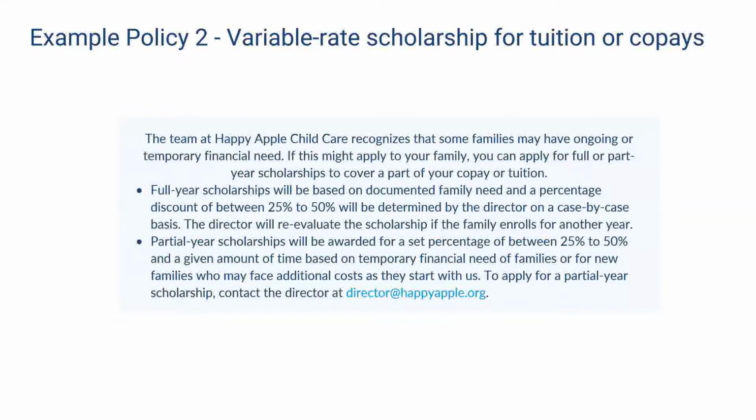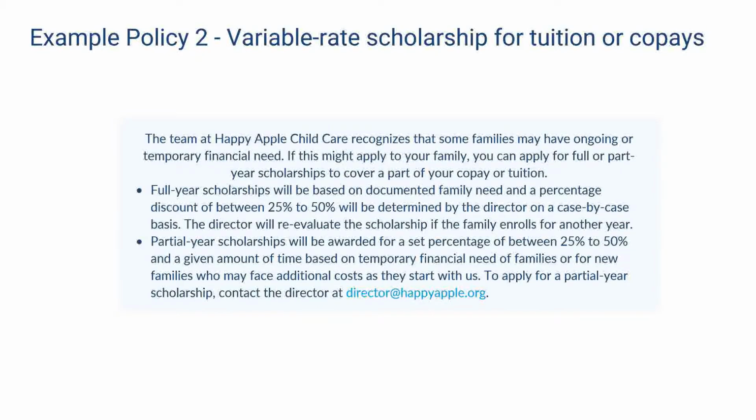Full year scholarships will be based on documented family need, and a percentage discount of between 25 to 50% will be determined by the director on a case-to-case basis. The director will reevaluate the scholarship if the family enrolls for another year. And similar with partial year scholarships.